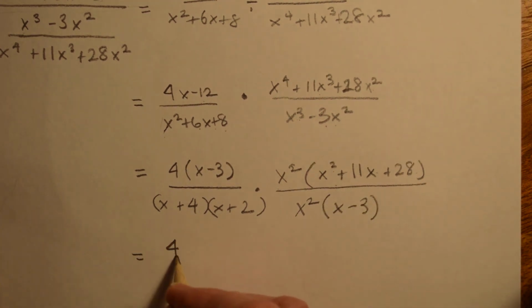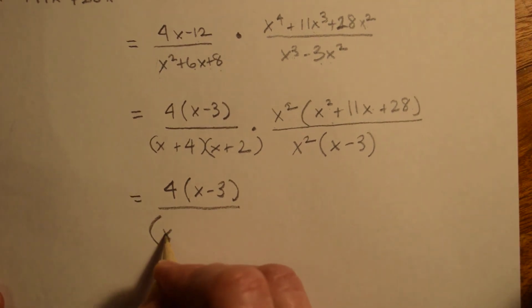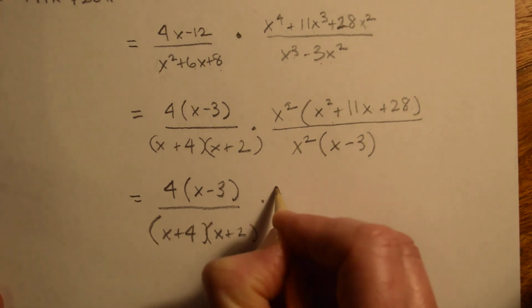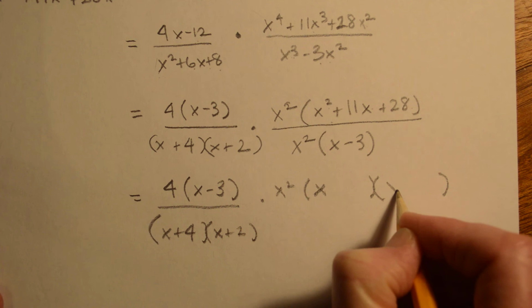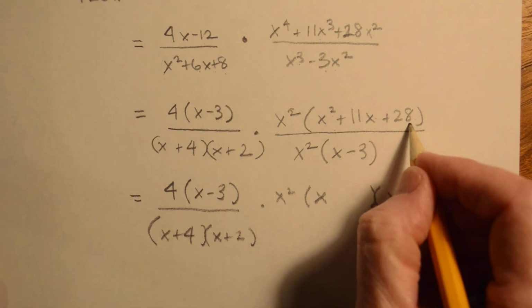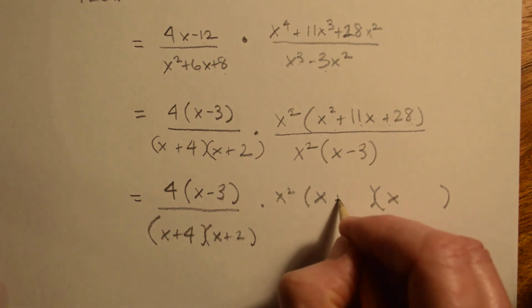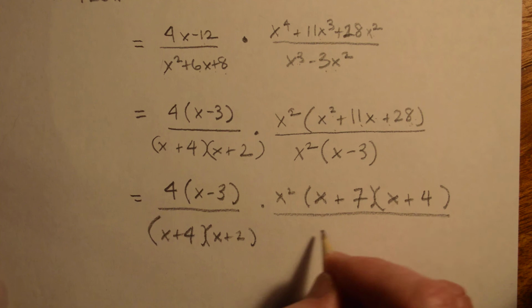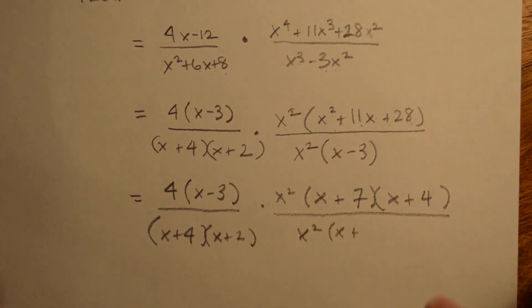So I'm going to write everything over again. 4 times x minus 3 over x plus 4, x plus 2, times x squared. And then this will factor as x and x. I'm looking for two things that multiply to 28 and add to 11. That would be plus 7 and plus 4. And then we've got x squared, x minus 3.